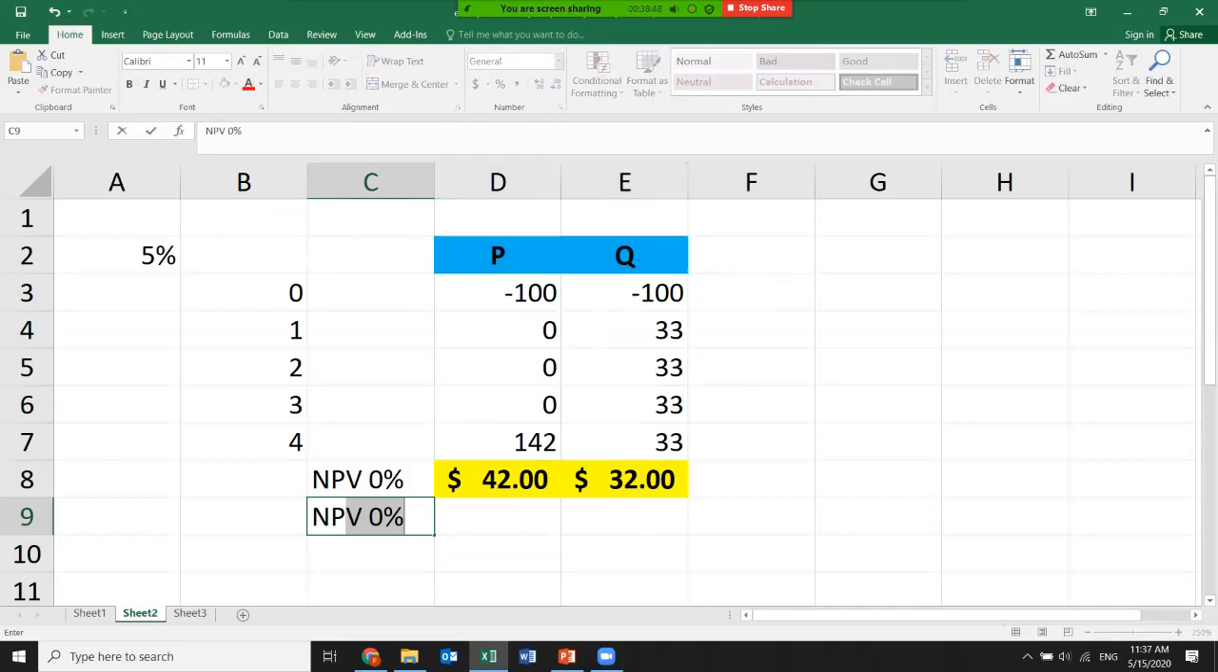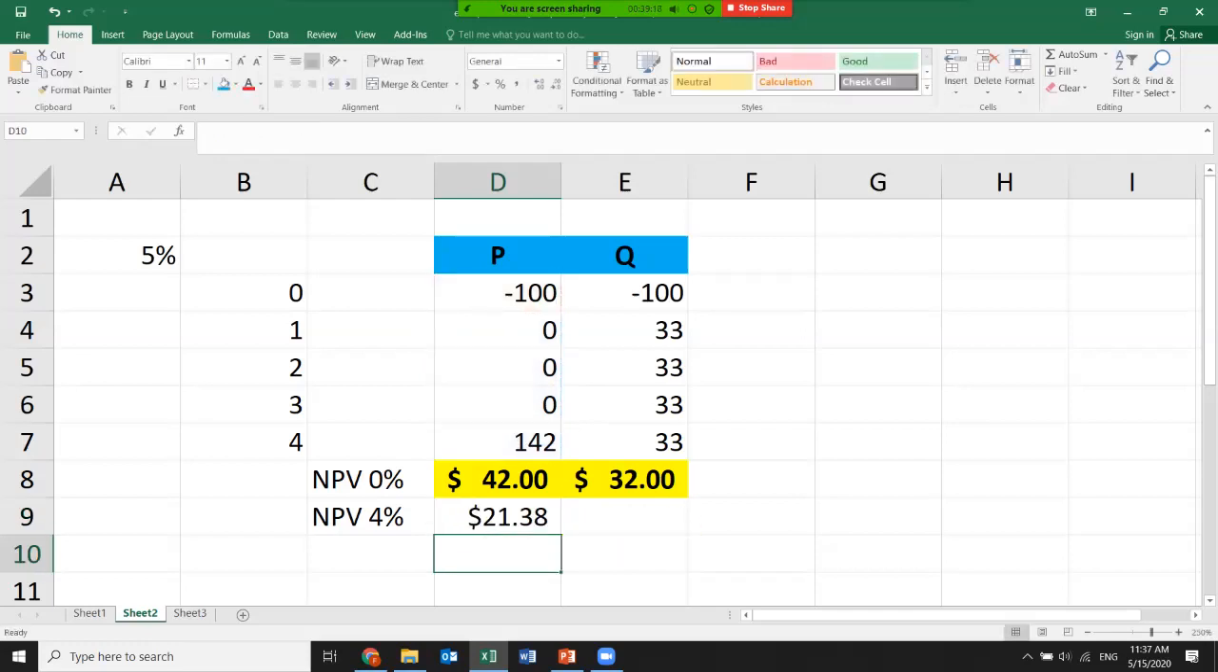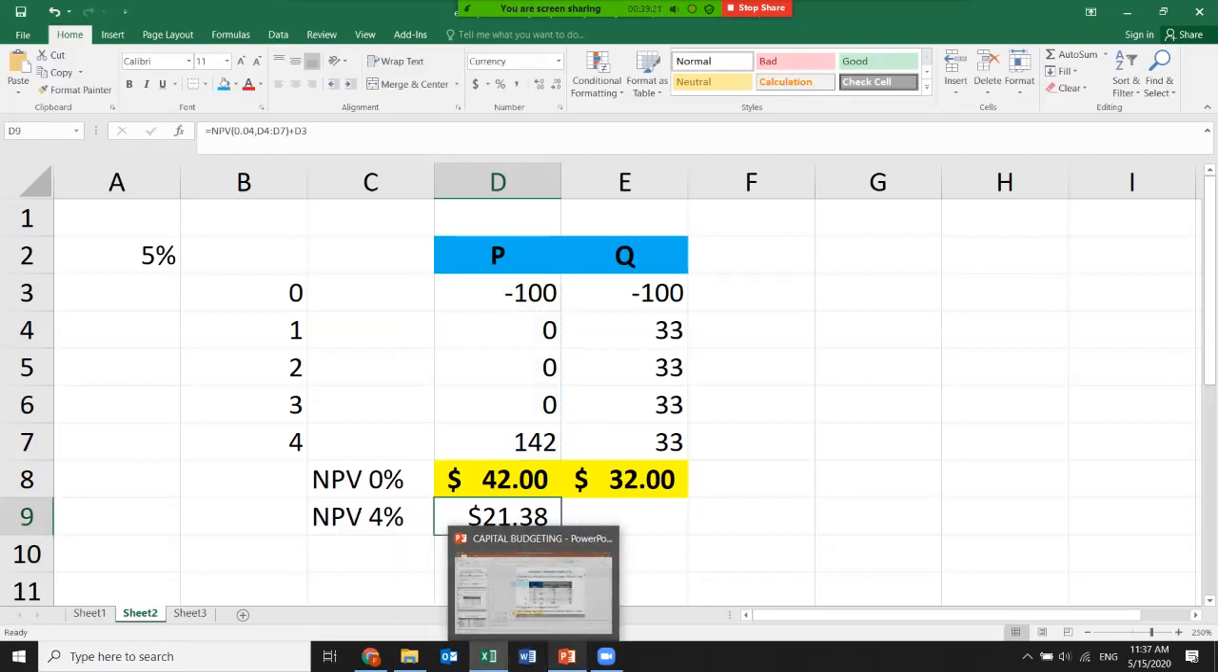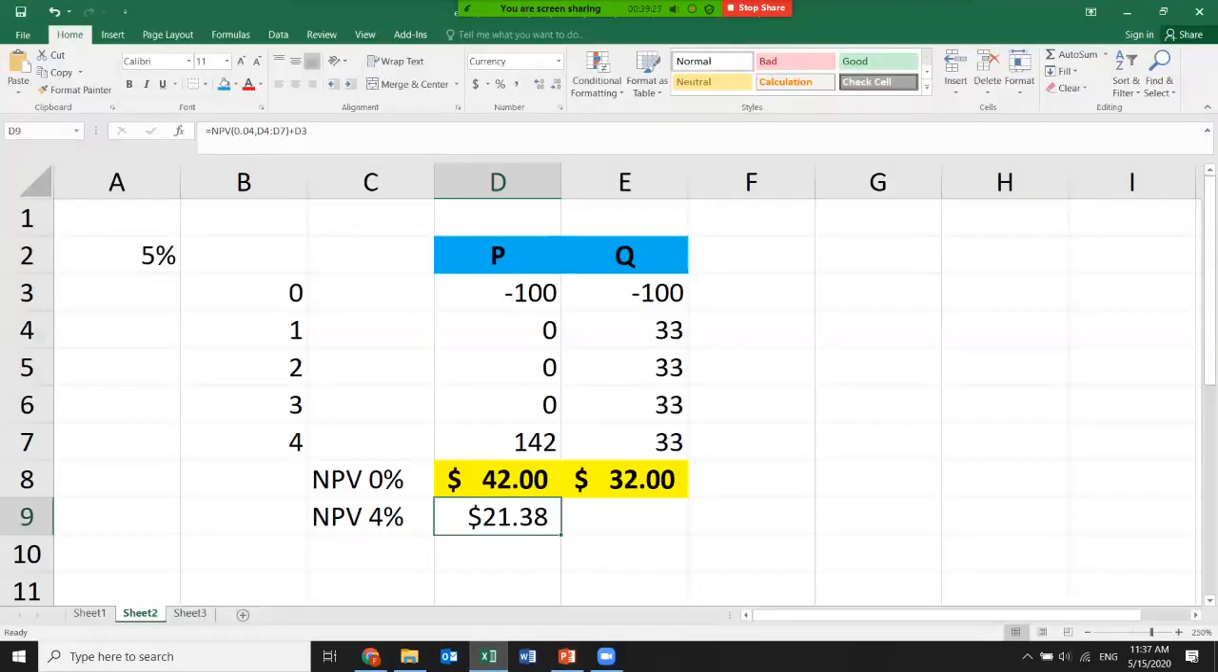Now let us apply the NPV at 4%. I open the bracket, choose the rate, sorry, I can put it just 0.04. Close the bracket. Choose the cash flow range and close the bracket. Minus investment cost. Let me just see whether I'm correct or not. Yeah, correct. So 21 here.